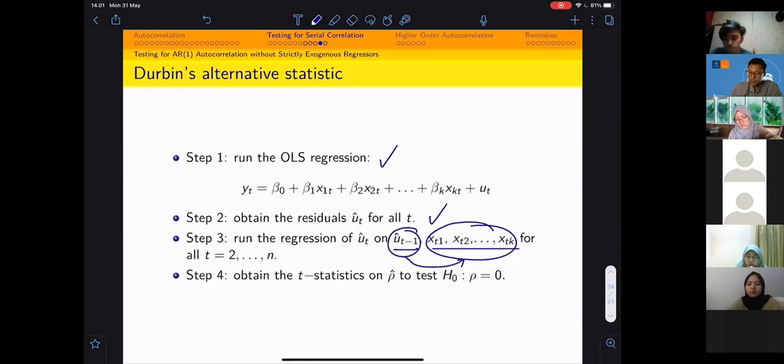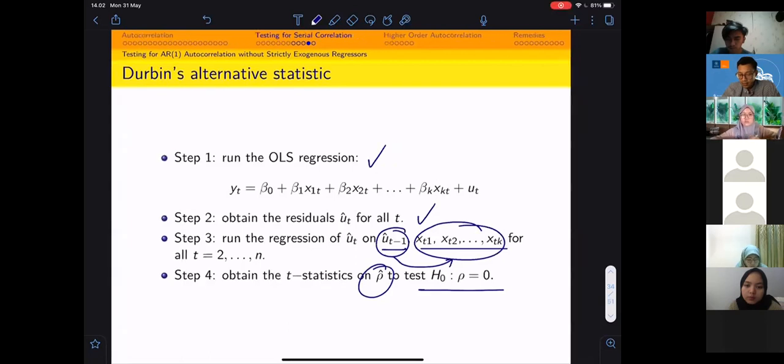Okay, and after you do that, basically you can get the t-statistic on the rho hat and then test whether or not rho is equal to 0, or you're going to test whether there is no serial correlation or not. So that's going to be kind of like the idea going forward.